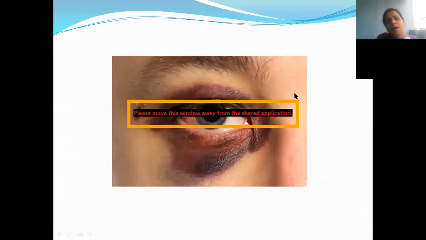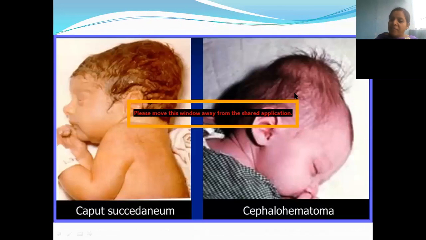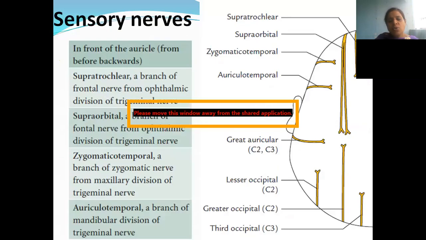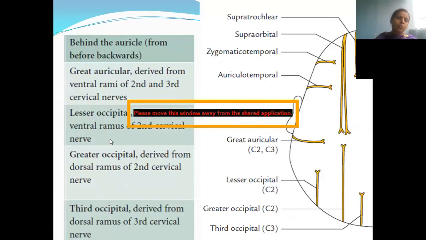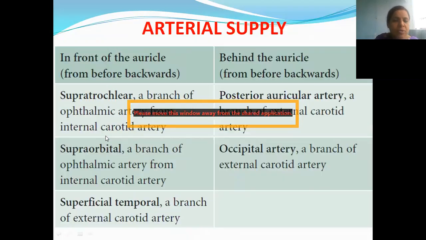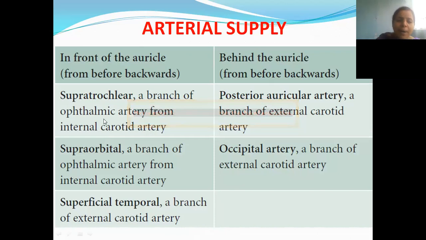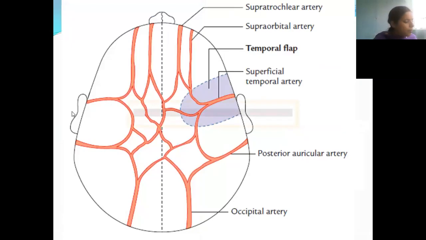That's how overall, in front of the pinna, we have five nerves. Behind the pinna also, we have five nerves you have to list out. Four sensory, one motor; four sensory, one motor. The motor is a branch of facial. The temporal branch and posterior auricular branch are the branches of facial.